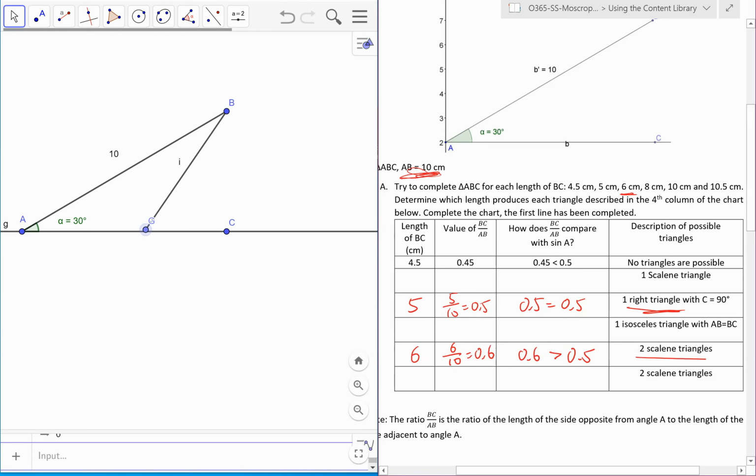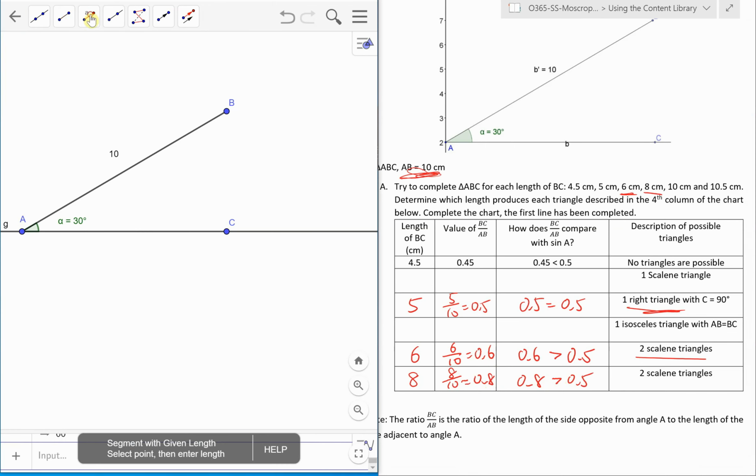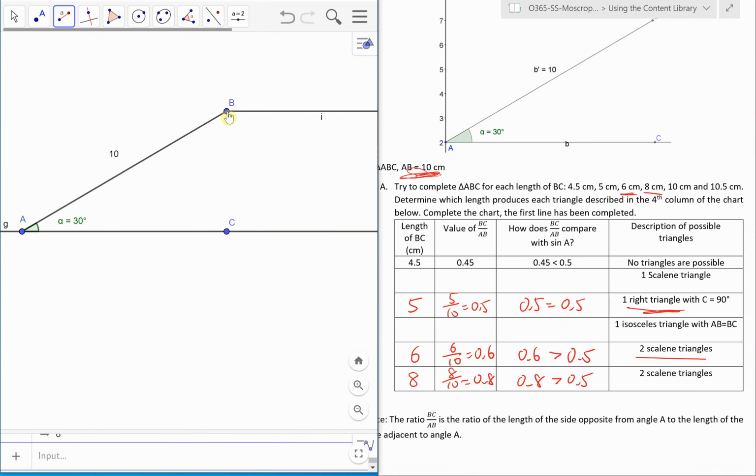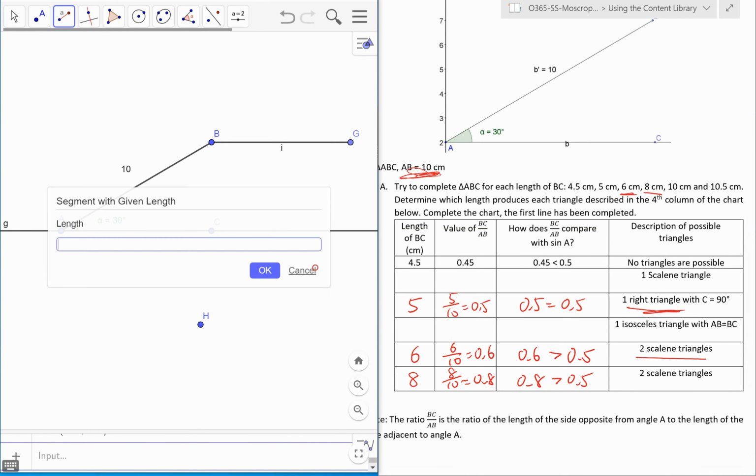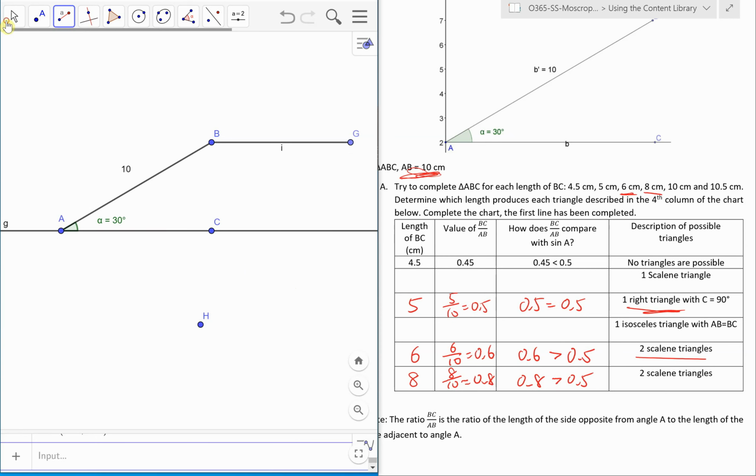Okay, so when the ratio is greater than sine of A, we see that it has two scaling triangles. That's interesting, because if I make 8 my BC, 8 divided by 10 is 0.8, and 0.8 is clearly bigger than 0.5. We'll end up with two scaling triangles. That's our hypothesis, so we're gonna try that. I'm now gonna make BC to be 8, and drag this. You can see I can make one triangle right here. If I keep rotating, I can make another triangle right there. So for sure, it does give us two scaling triangles.